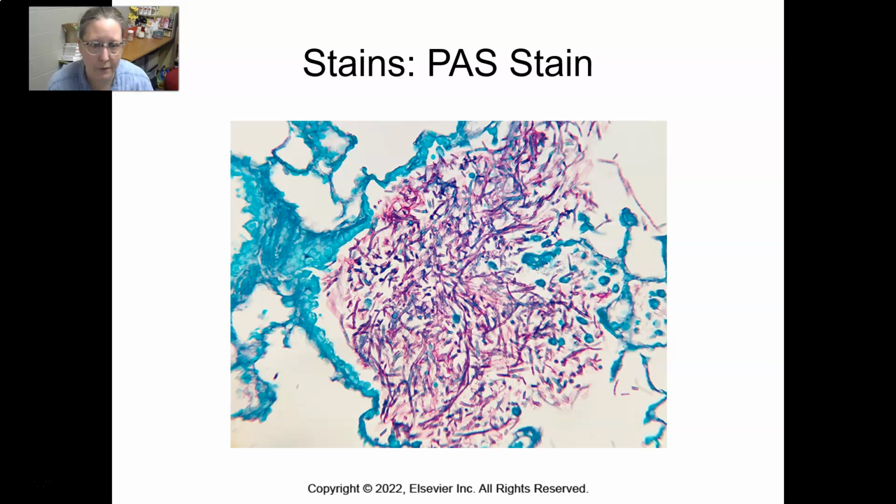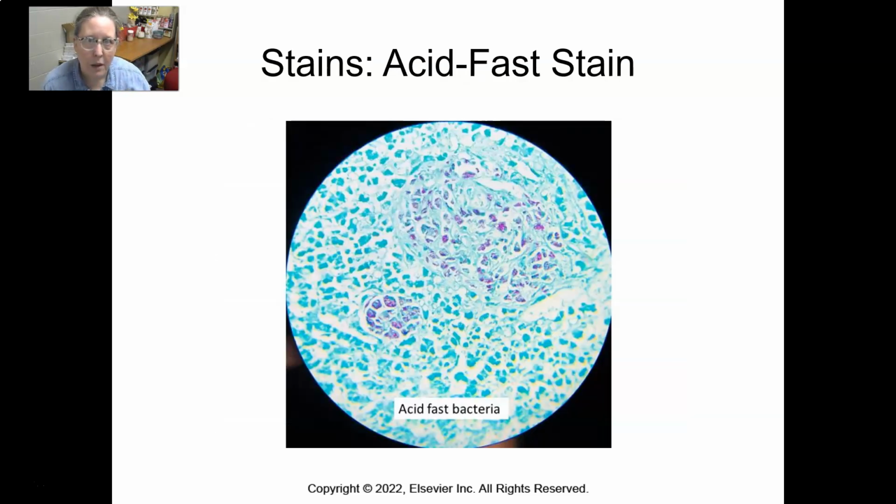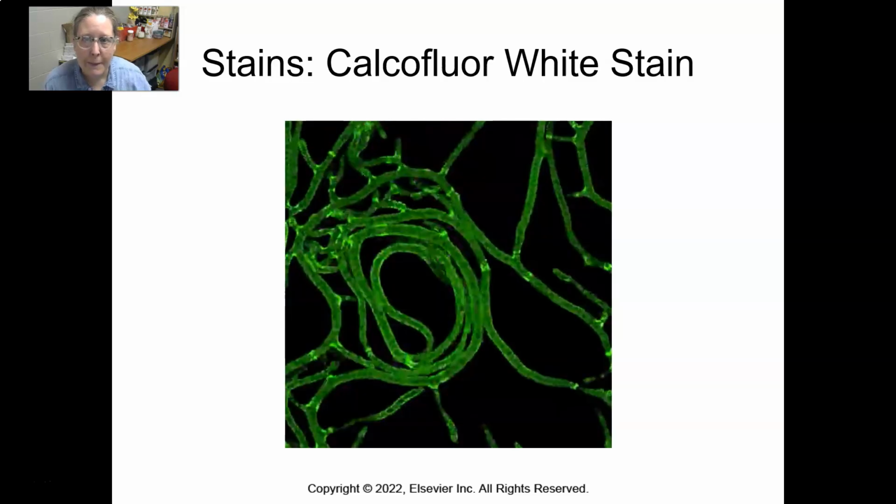The PAS stain, again a fungal stain, where you can see the fungal elements here are in pinkish red color. The background is in a green color. The KOH prep is a wet mount, no stain, but you can visualize hyphae and maybe some little yeast or pseudohyphae or different things like that. The acid-fast stain is used for TB, Mycobacterium TB identification. The acid-fast bacteria are the pinkish purple color, whereas the background is either going to be blue or green, depending on the counterstain used.